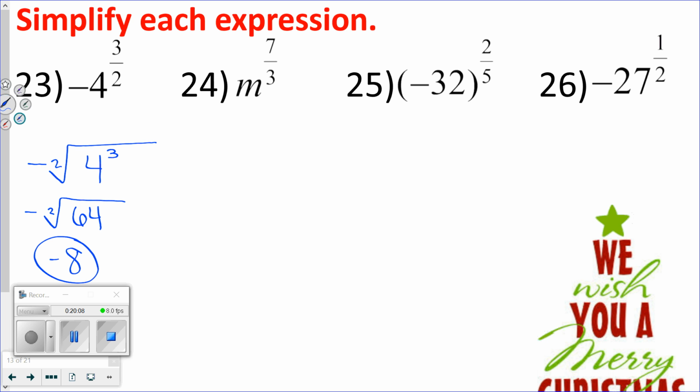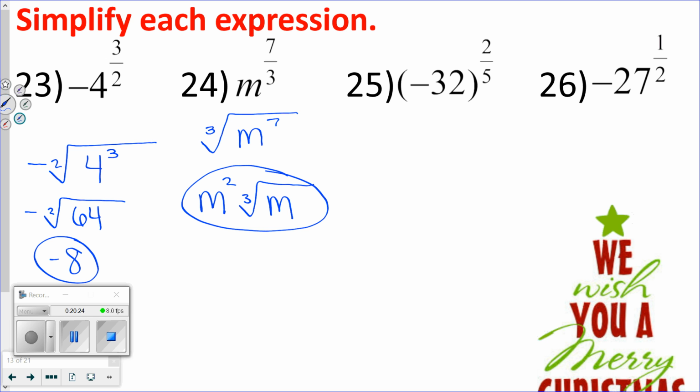24? How would you rewrite that one? Good. The cubed root of m to the 7th. Can you take any groups of 3? 2. So m squared, and what's left inside? Just 1m. 25? How does that one get rewritten? Good.